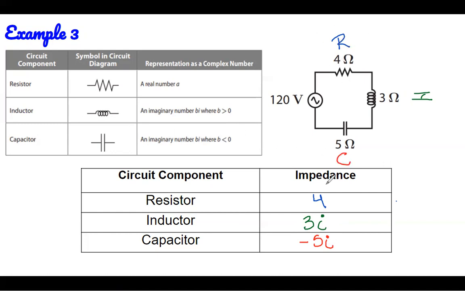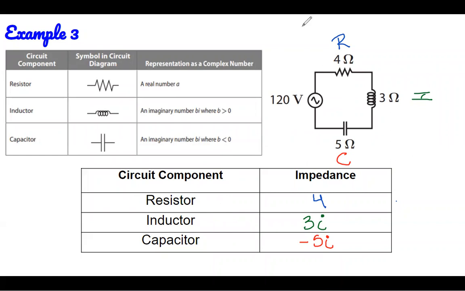It's 4. My inductor is 3, but it is an imaginary number, so it has to be 3I. My capacitor is 5. However, it has to be a value of less than 0, so it has to be negative I. Remember those terms, okay? All right, now combine them all together.